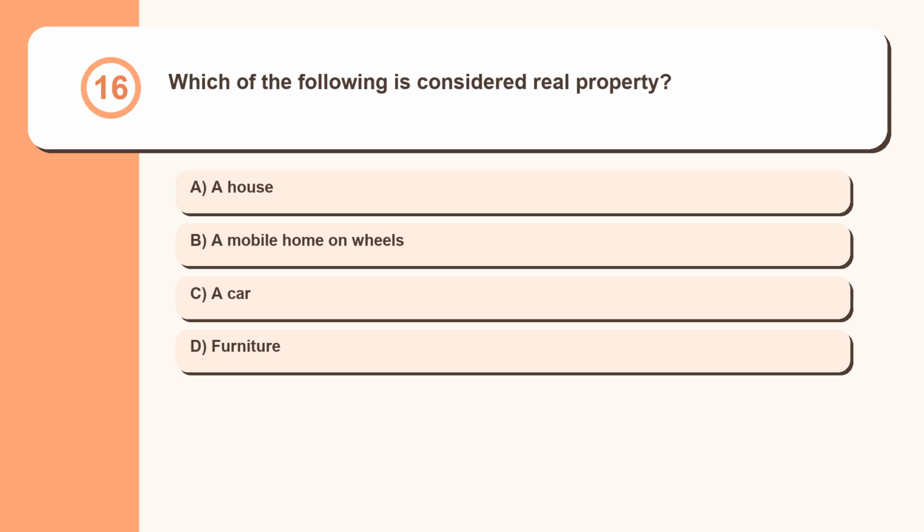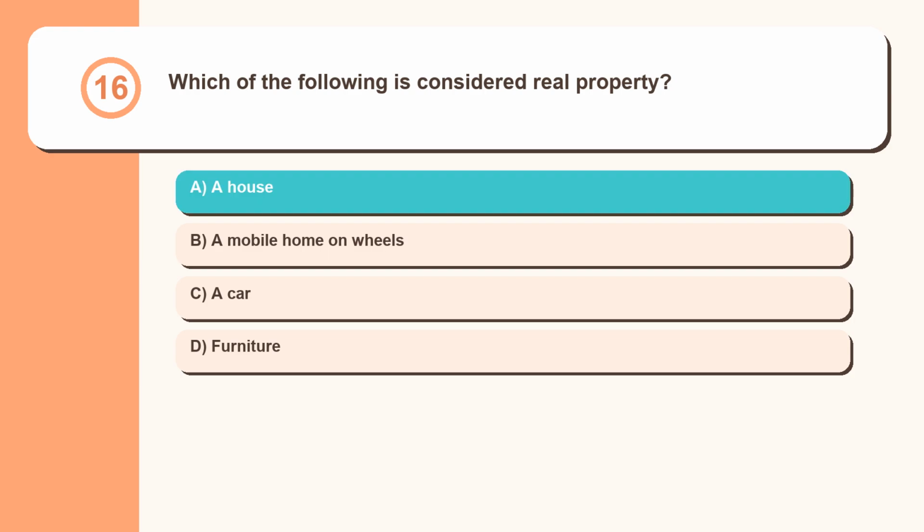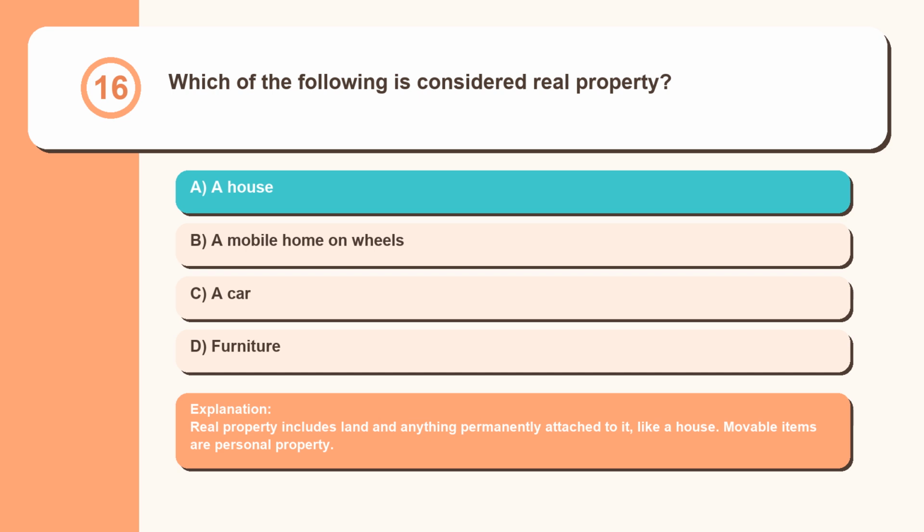Question 16. Which of the following is considered real property? A house, a mobile home on wheels, a car, furniture. Real property includes land and anything permanently attached to it, like a house. Movable items are personal property.